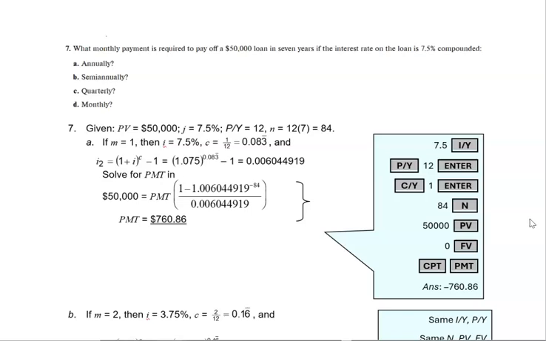So if we figure it out where it's compounded once a year, you're going to have payments of $760.86 once you put all the other information in.